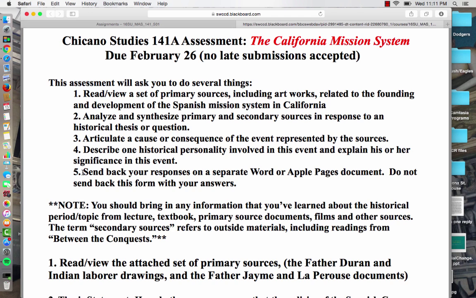Now, what we mean by primary documents or primary sources are historical documents, but from that time. Let me give you a prime example of what I mean. When Dr. Martin Luther King gave his famous speech in 1963, of course, I Have a Dream.